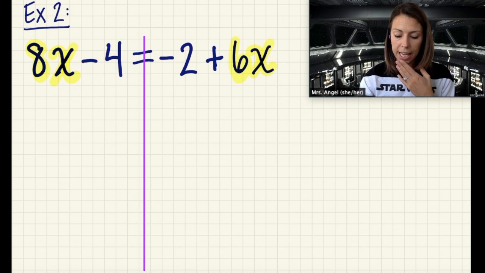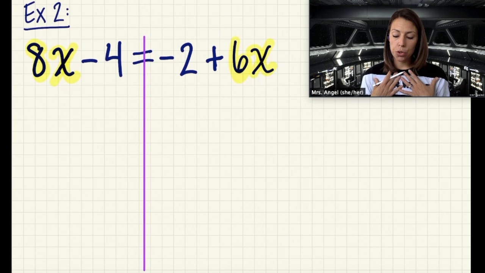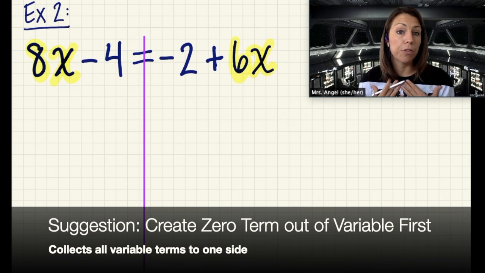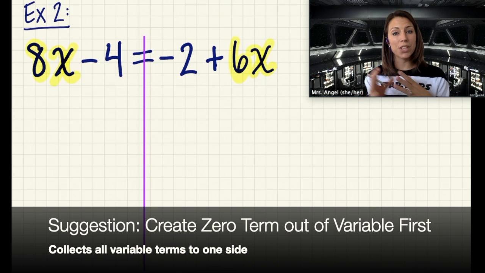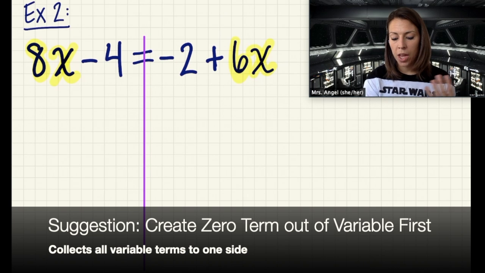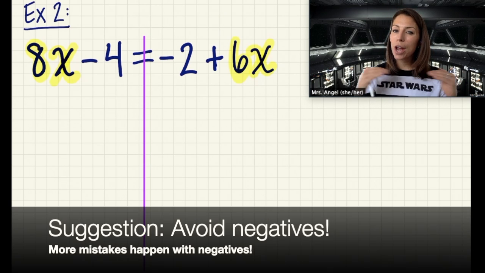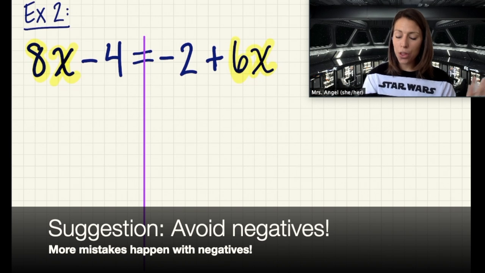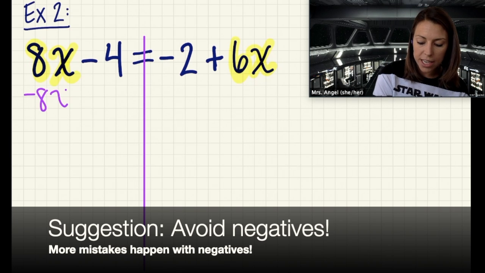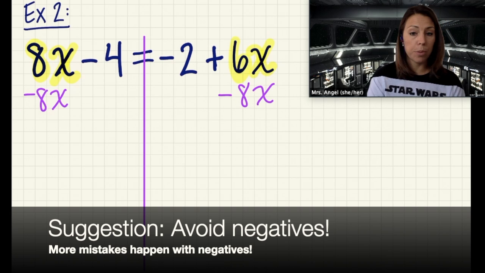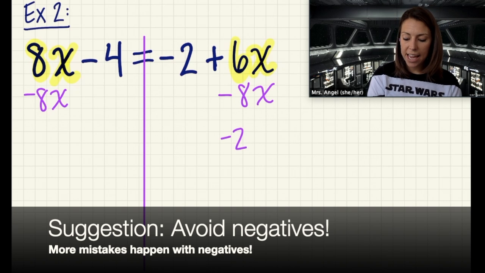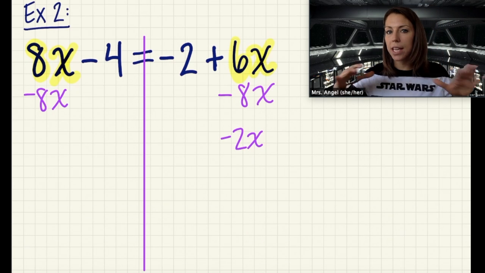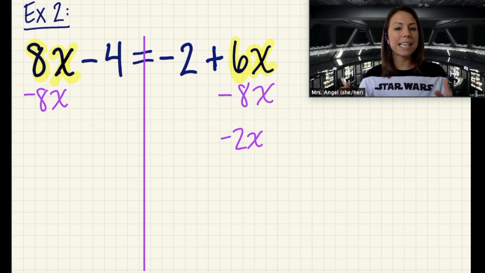Now, personally, I prefer to create a zero term out of the variable first, because what that does is it collects all of your variables to one side. With that in mind, I also try to avoid working with negatives. In other words, I wouldn't come to this equation and just subtract 8x from both sides, because that would create a negative term. And even though that's totally fine, more mistakes happen with negatives.